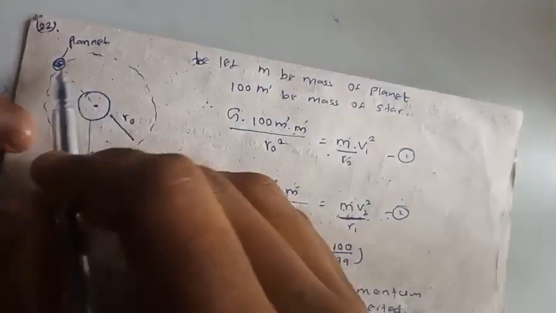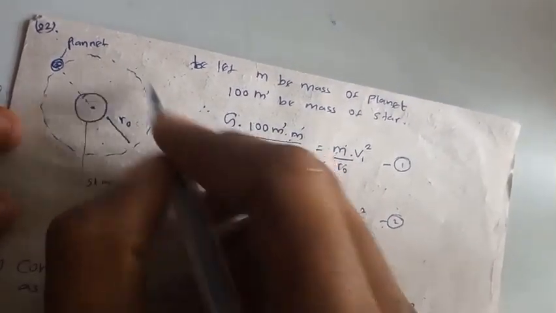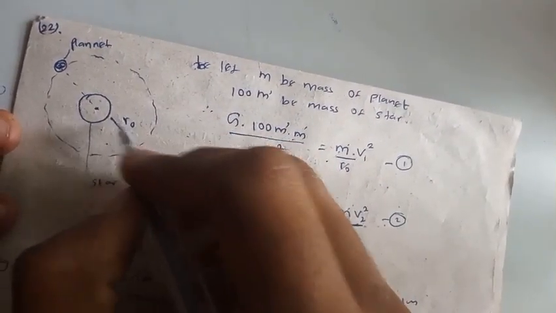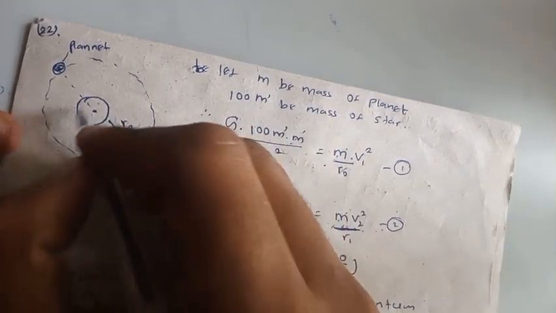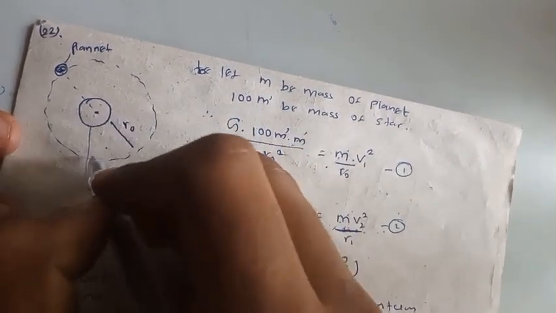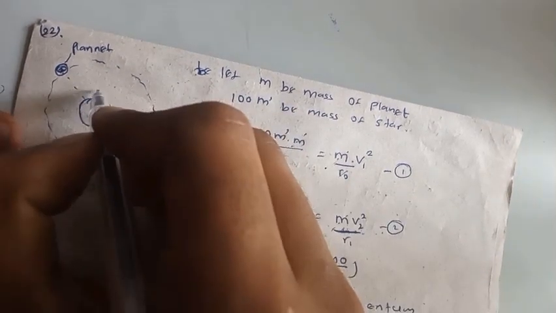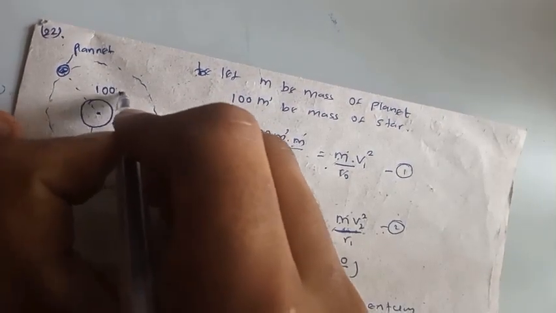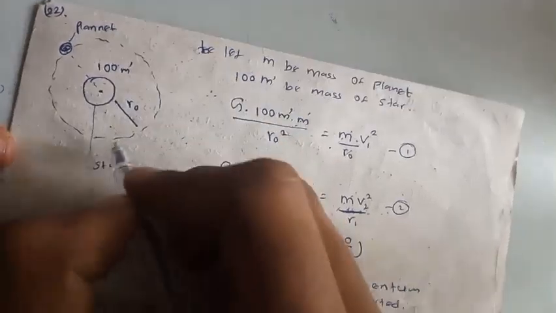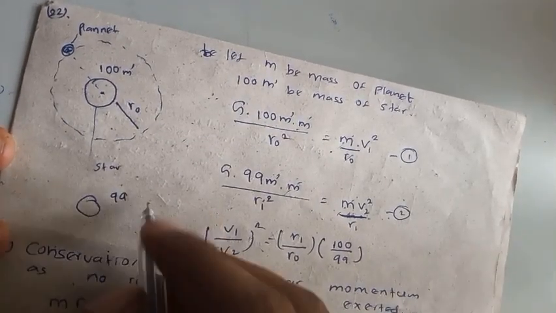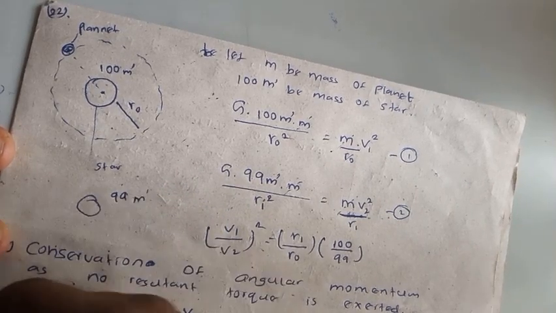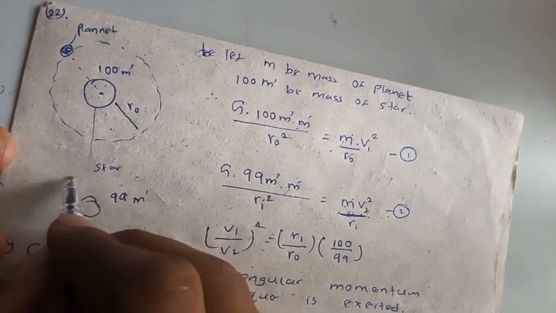Question number 22. A planet is revolving around an orbit of radius r0. And they have told us that with time, the mass of the star used to reduce by 1%. So if I consider the initial mass as 100 m dash, after some time, the mass of the star would be 99 m dash because it has reduced by 1. Right? Now they're asking us what's going to be the new orbital radius.